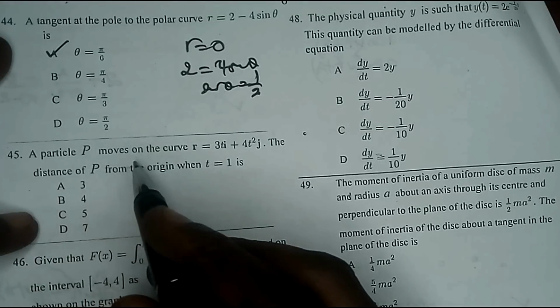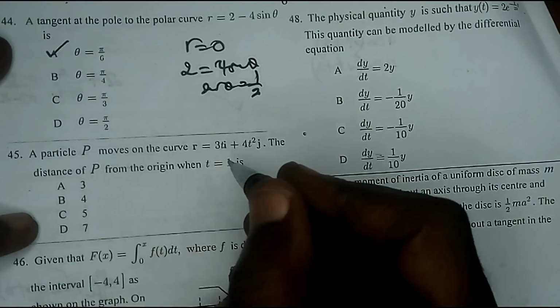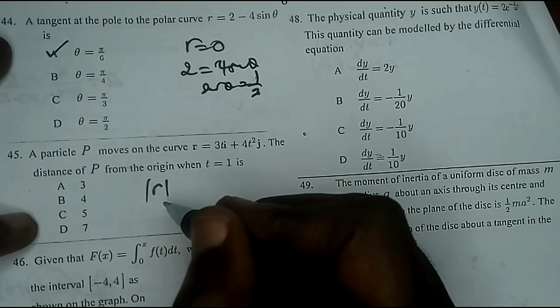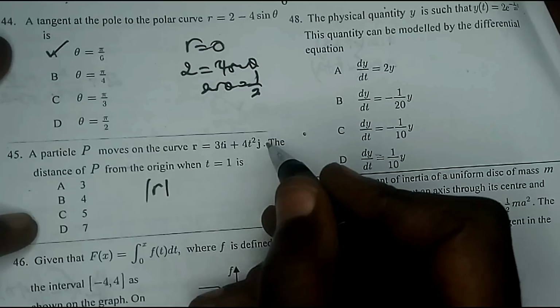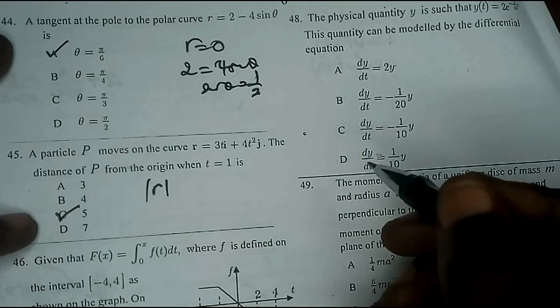A particle P moves on the curve r equals this. The distance of P from the origin when t equals 1. The distance is supposed to be the magnitude of r at t equals 1. When t is 1, I have 3i plus 4j, and the magnitude of that is 5.